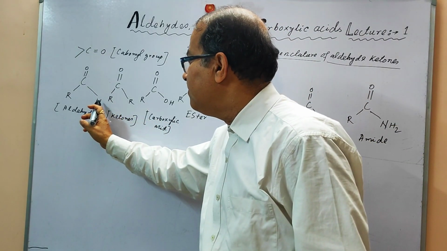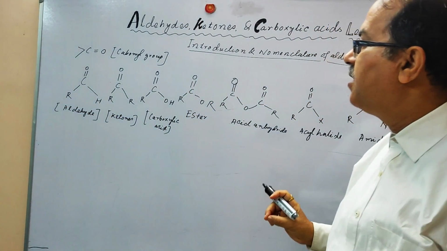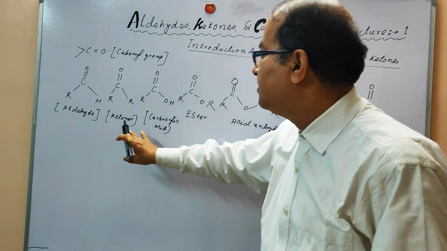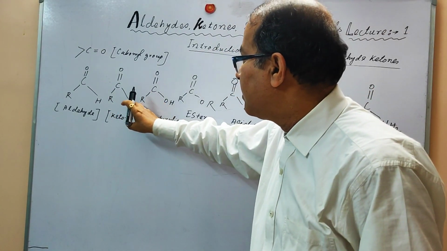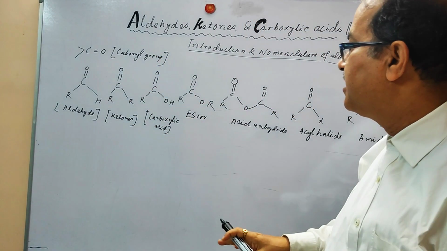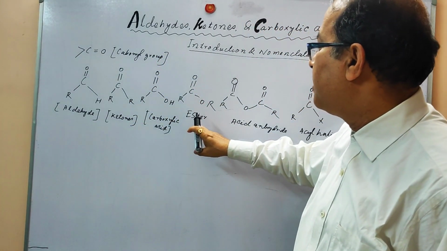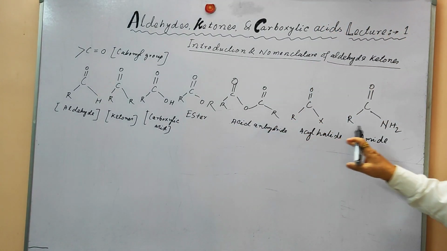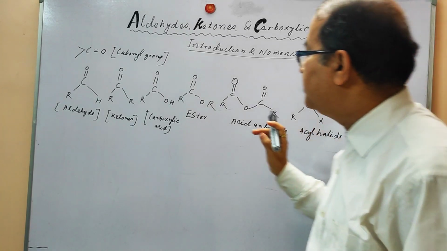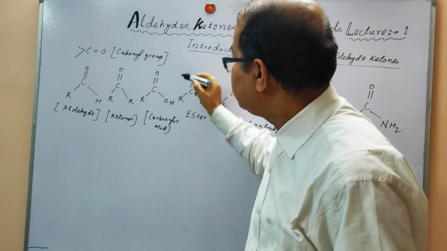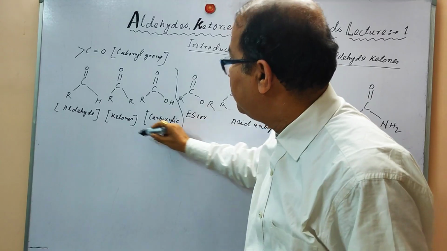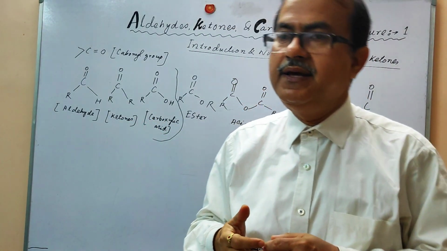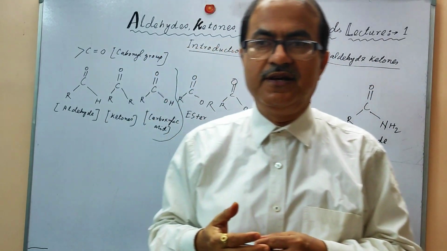When a hydrogen atom and a carbon atom are joined to the carbonyl carbon, it becomes an aldehyde. When there are two carbon atoms, it becomes a ketone. When there is a carbon atom and an oxygen atom, it is a carboxylic acid. And the derivatives of the carboxylic acid are ester, acyl halide and amide. We will discuss only the three very important compounds, that is aldehyde, ketone and carboxylic acid.